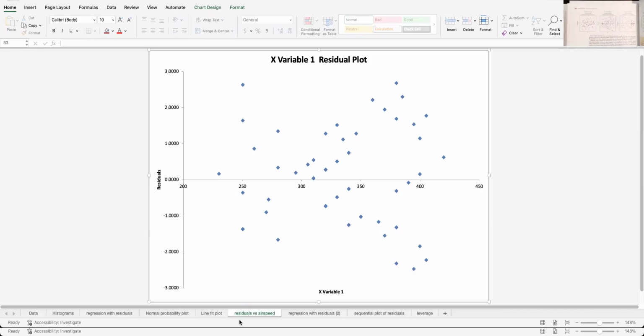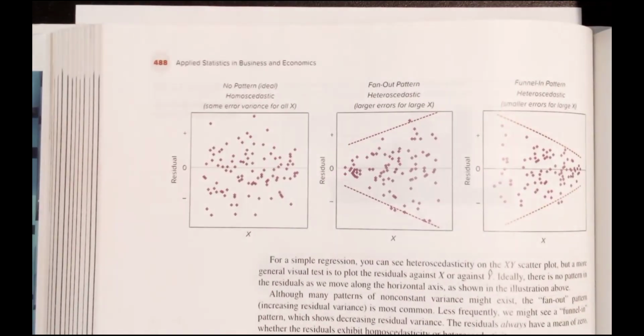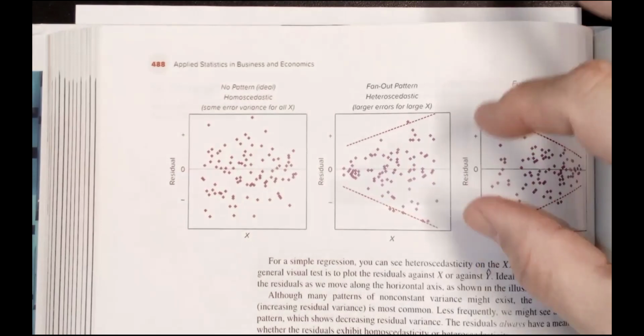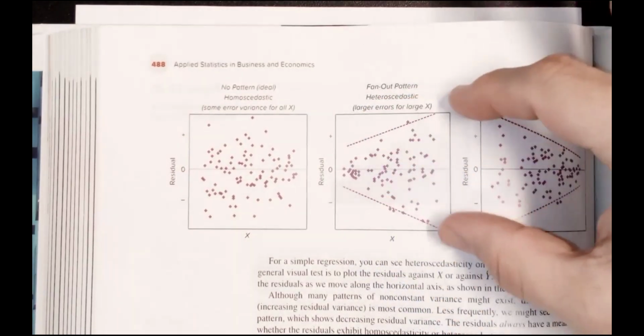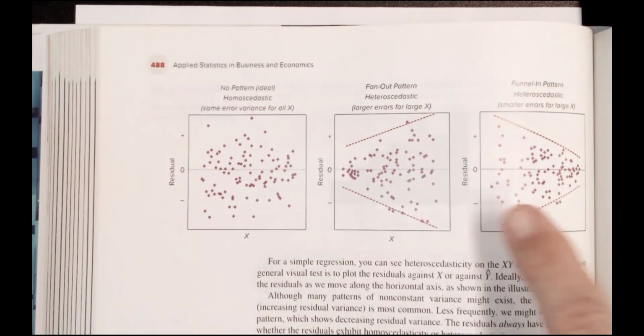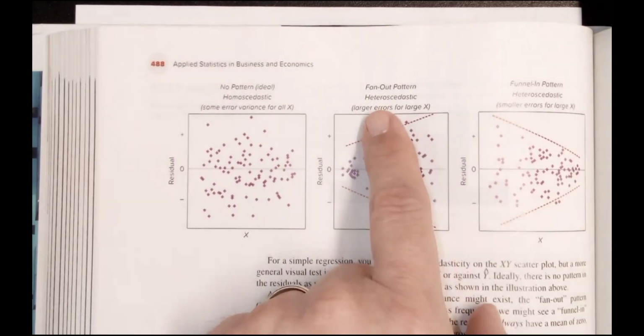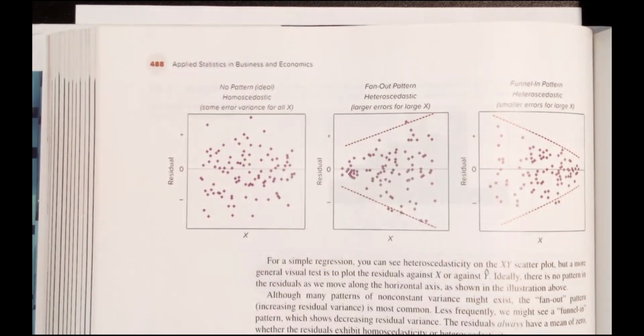Top of page 488. I see these three pictures. And the middle and right pictures, those are the fan out and fan in behavior I'm looking at. Hey, these are much tighter to the x-axis. These are much further away as we go from left to right, or the other way around. Heteroscedastic. I'm never using that word.